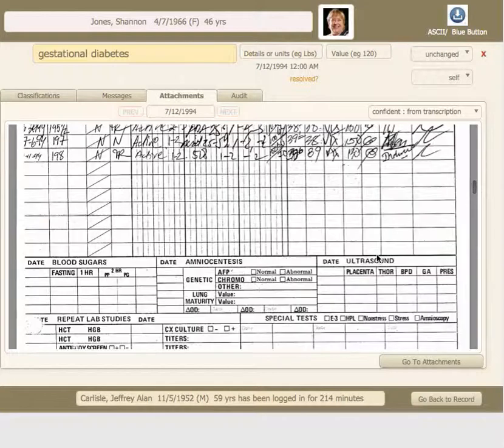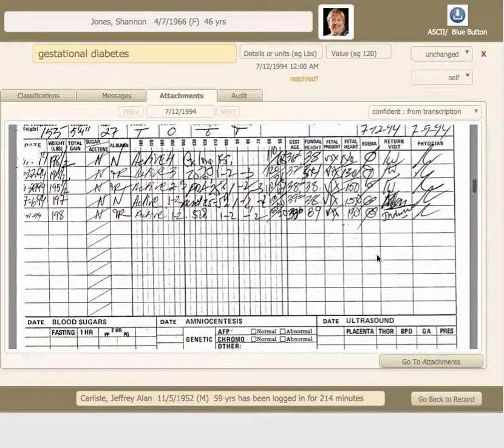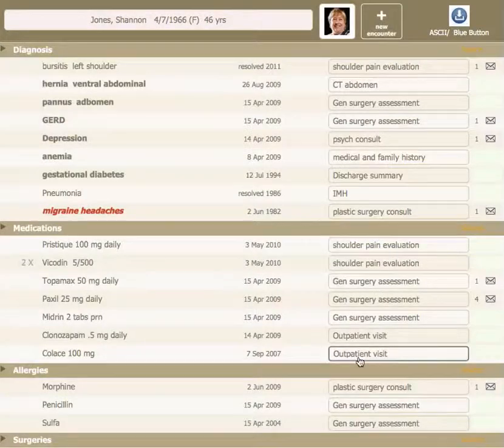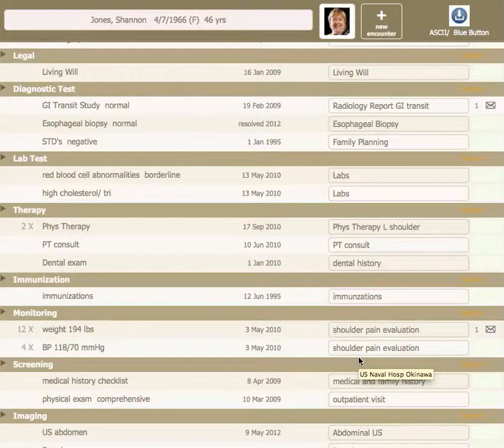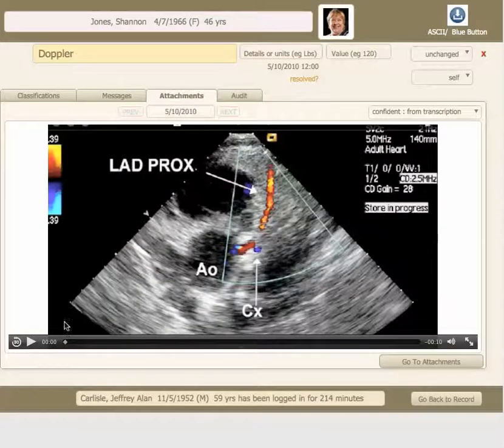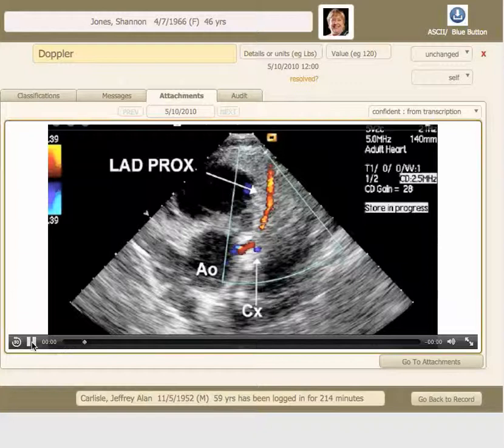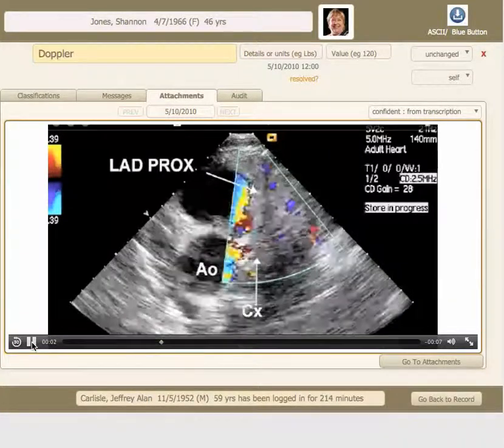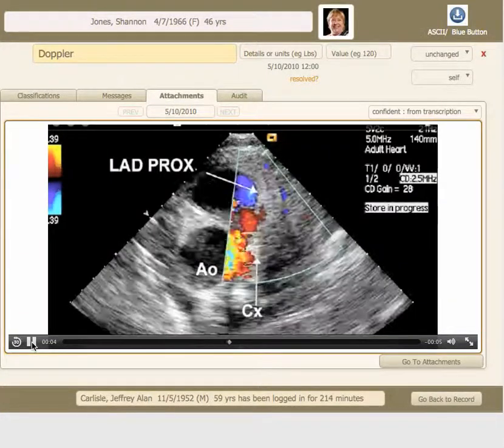Now, the findings can be attached to reports like this, but they can be so much more. Let's take a look at a cardiac ultrasound, for example. Not only will you get the analysis, but you can actually see the original source data. This is true of an ultrasound or X-ray or MRI.